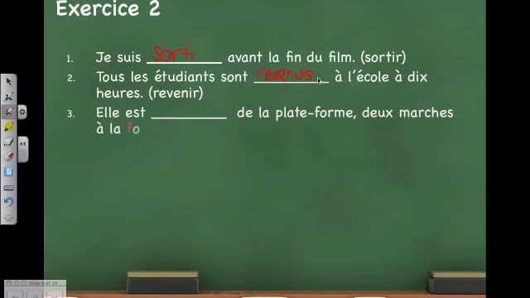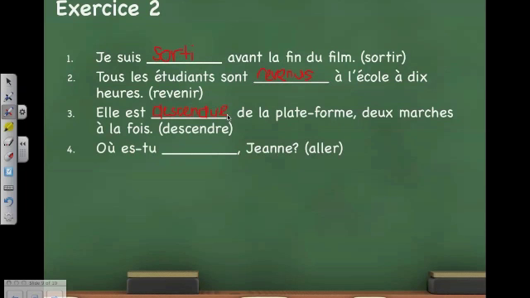Elle est blank de la plateforme, deux marches à la fois, using the verb descendre. Because we see elle as a subject, we use descendu, but we add an e to the end because it's feminine. Où es-tu blank jeudi, using the verb aller. Because we see tu, that means that it's singular, and so we use allé.